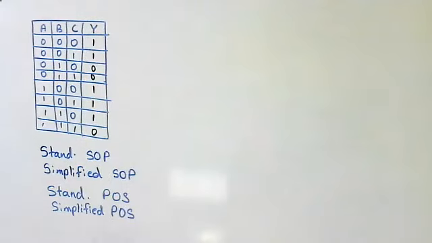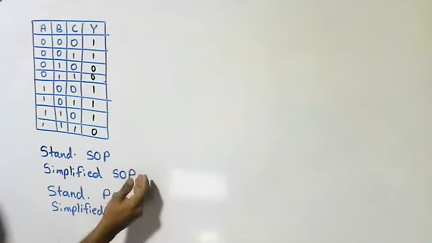Okay, students, here I have given a question. Three variables and a truth table are given. According to the outputs, you have to find out the min terms and max terms. Then I expect you to get the standard SOP expression and simplified SOP expression, and the standard POS expression and simplified POS expression.